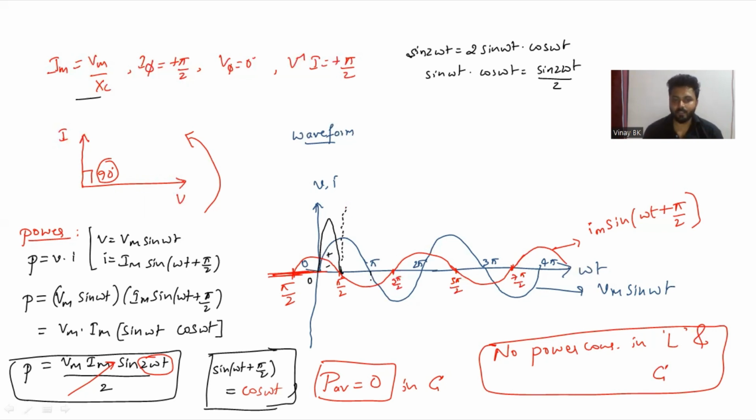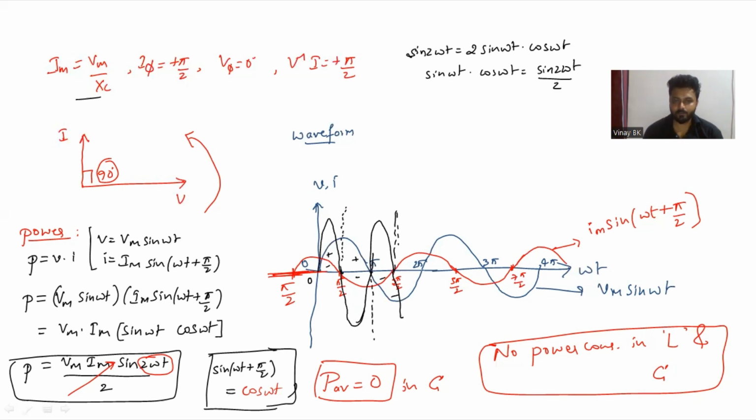Similarly, pi by 2 to pi, you can observe in this instant the voltage is positive, current is negative, so power is also negative. Plus into minus is minus. You get a negative waveform here. Similarly, from pi to 3 pi by 2, voltage is negative, current is negative, so you get a positive waveform of power. You can see, and the cycle continues like this.